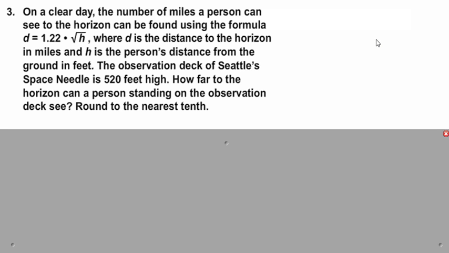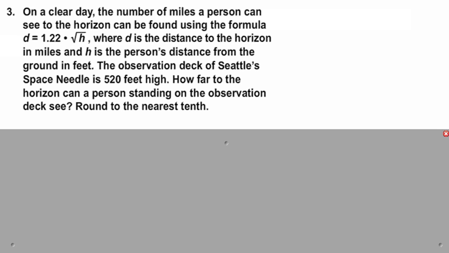On a clear day, the number of miles a person can see to the horizon can be found using the formula d equals 1.22 times the square root of h, where d is the distance to the horizon in miles and h is the person's distance from the ground in feet. The observation deck of the Seattle Space Needle is 520 feet high. How far to the horizon can a person see standing on the observation deck? Round to the nearest tenth.